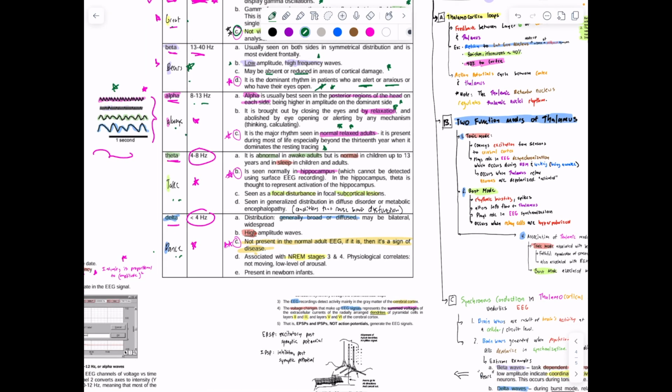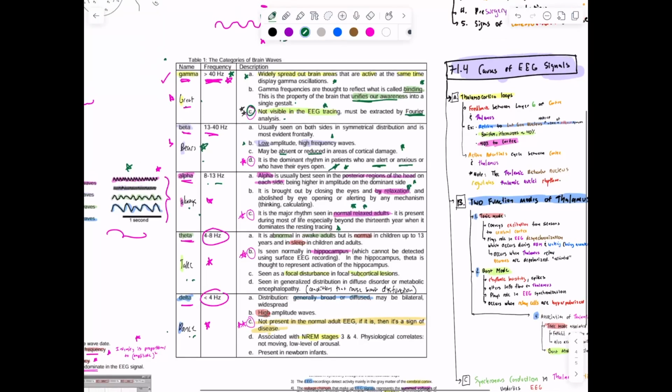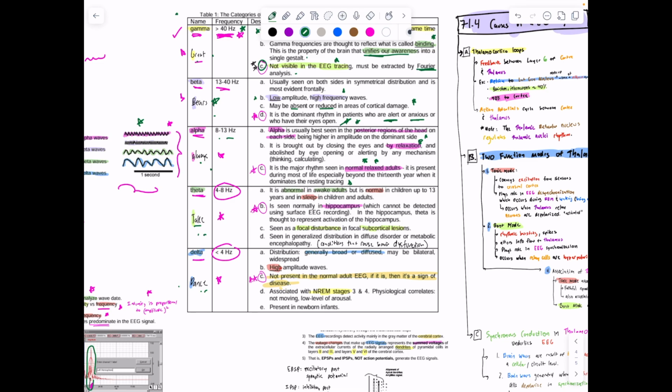Then we have theta waves, which are 4 to 8 hertz. So that would be like 4 to 8 crests of the wave passing our sensor at one point. Frequency is how frequently the crest of the wave passes a point in a second. Theta waves, for Take, are abnormal in awake adults, but normal in children up to 13 years. Theta waves are generally present in sleep, but normally seen in the hippocampus, which cannot be detected through surface EEG readings. In the hippocampus, theta is thought to represent activation of the hippocampus. It's seen as a focal disturbance in focal subcortical lesions. So we wouldn't normally see it in awake adults. If we see theta in awake adults, that would not be good.